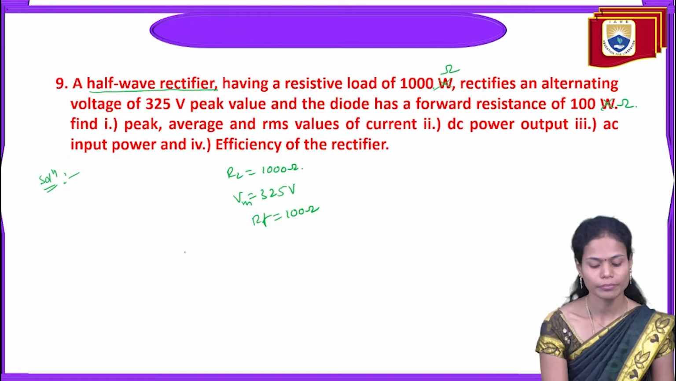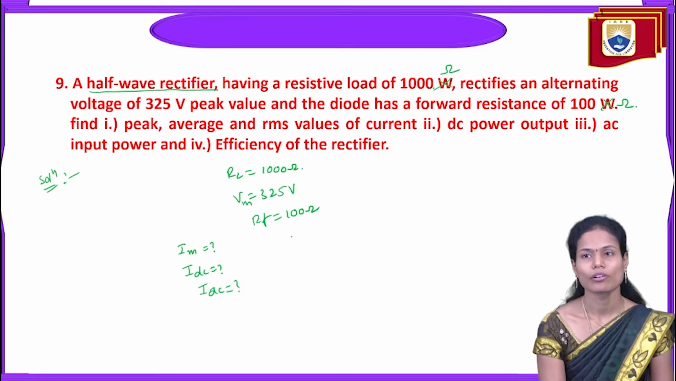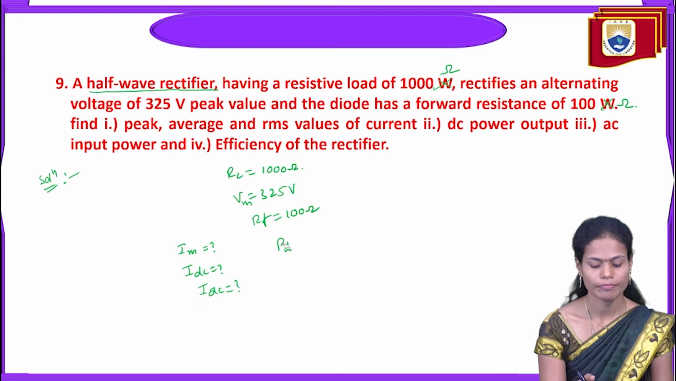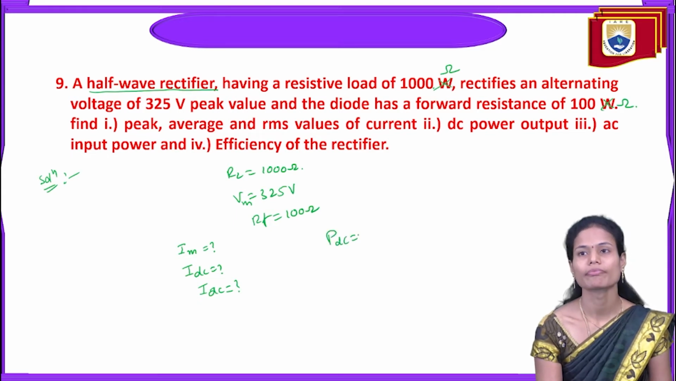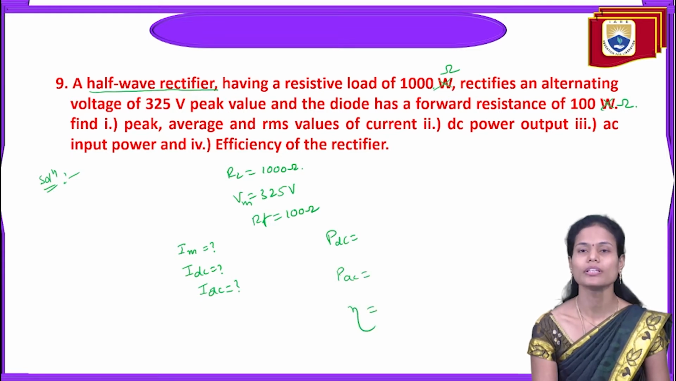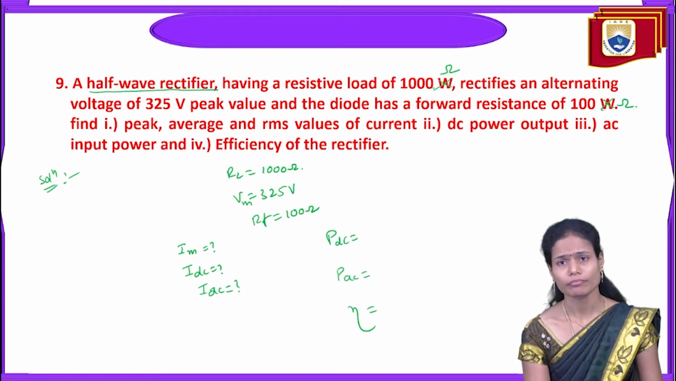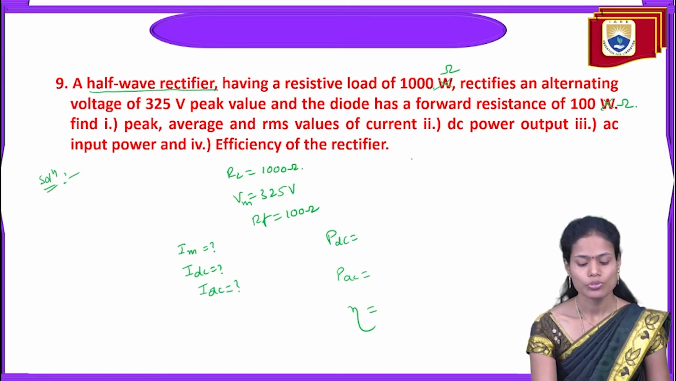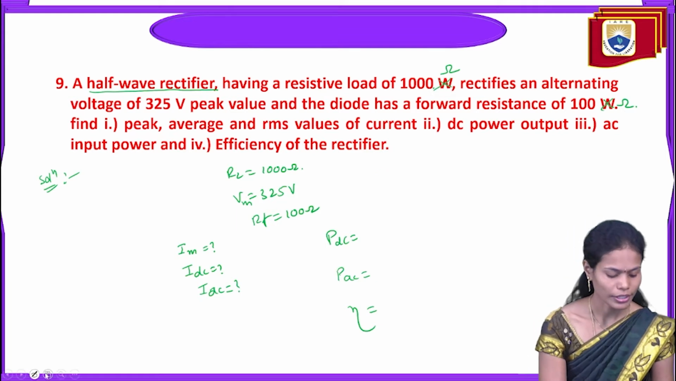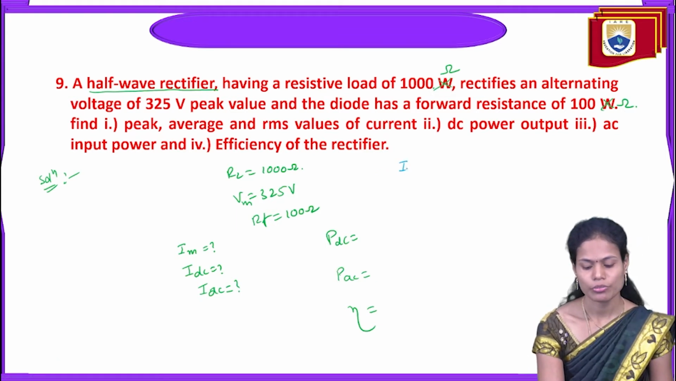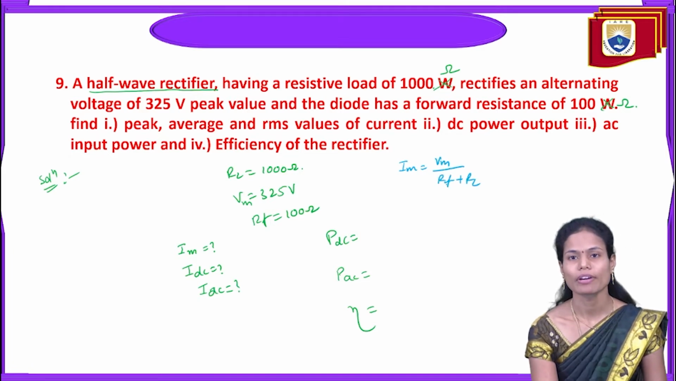Here we need to find the peak value, the maximum value of the current, the IDC current as well as the IAC current, and also we need to calculate PDC, how much DC power we are getting, how much AC power we are getting, and the efficiency of the half wave rectifier. They directly gave the Vm value, so from this Vm value we can calculate the Im value. The Im value is Vm by Rf plus RL. If we substitute that value, we will get the Im value.